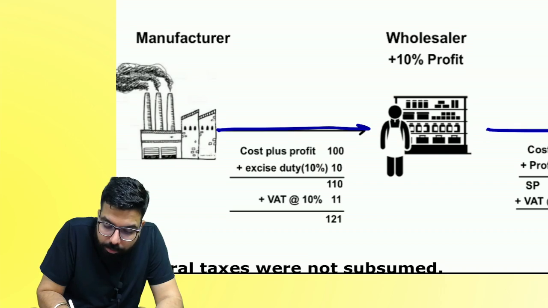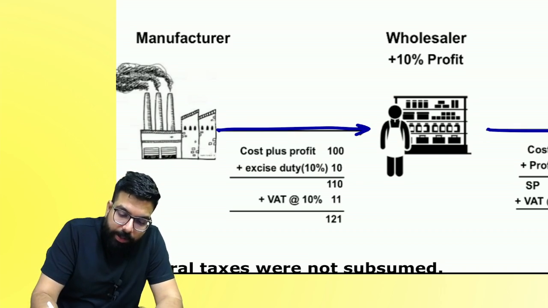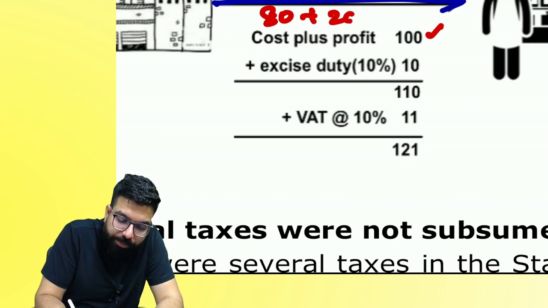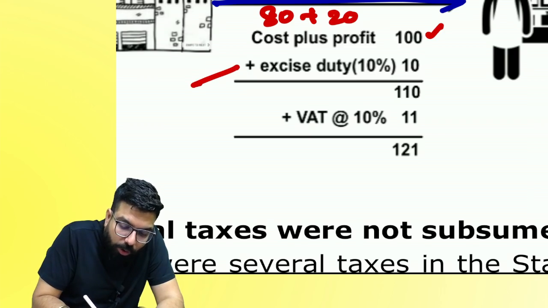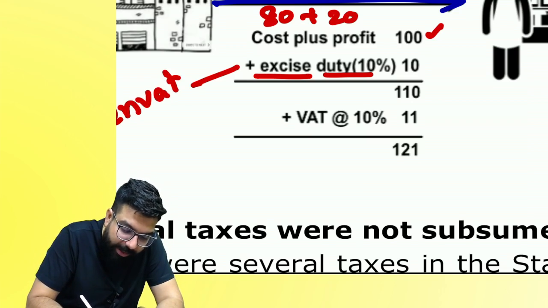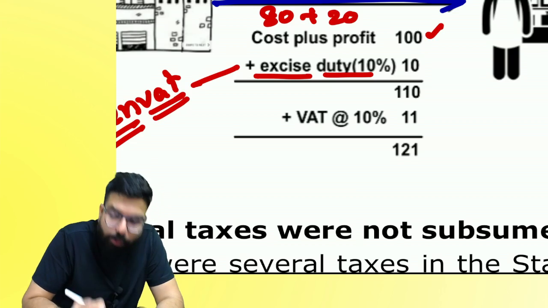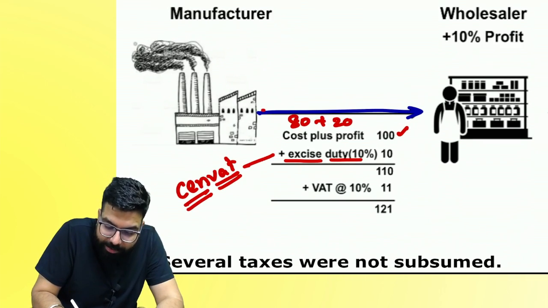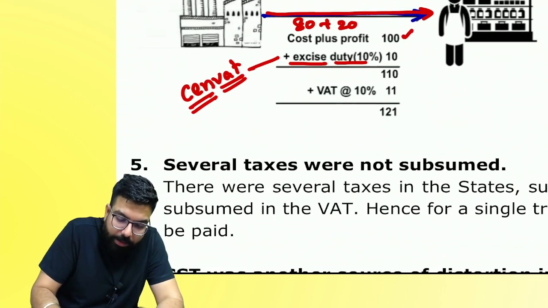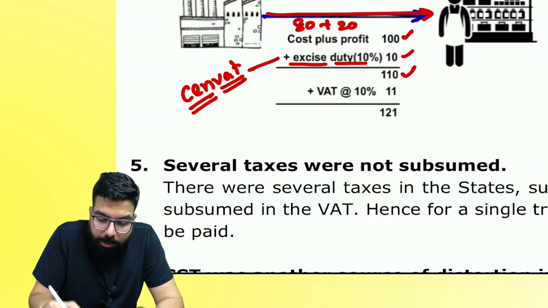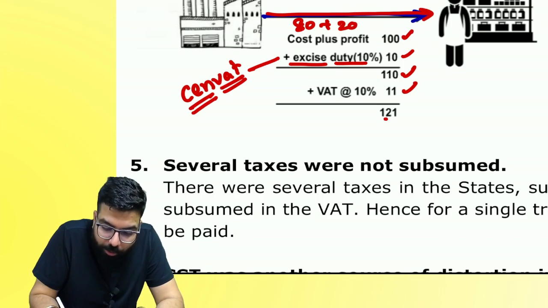He sold the goods to him. He charged how much? 100 rupees. That is, cost is 80 rupees plus profit. This is central value added tax. Excise duty is nothing other than CENVAT. The central government charges central value added tax. Are we clear, everyone? Now you tell me one thing. This excise duty which was charged is 10 rupees. Total is 100 and VAT is 11, so 121.